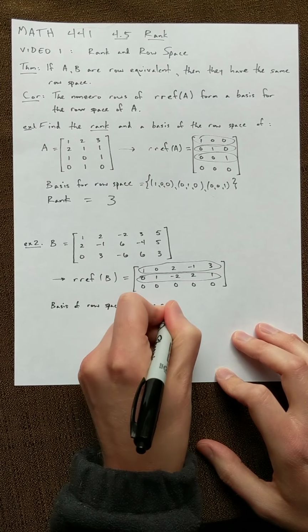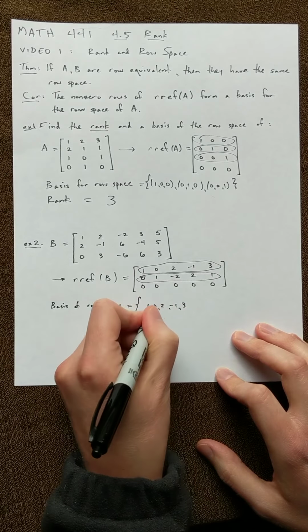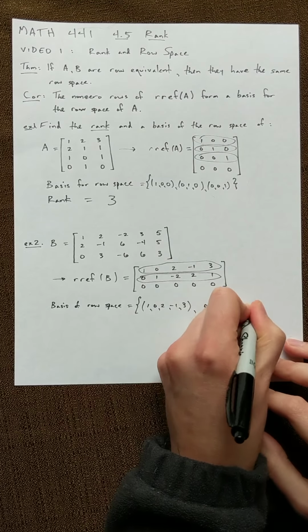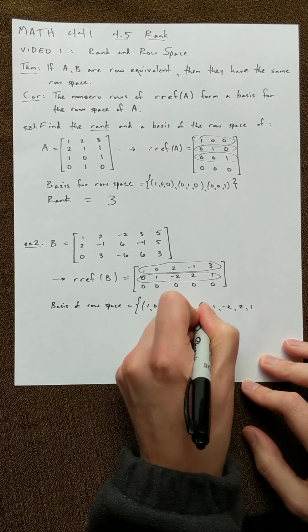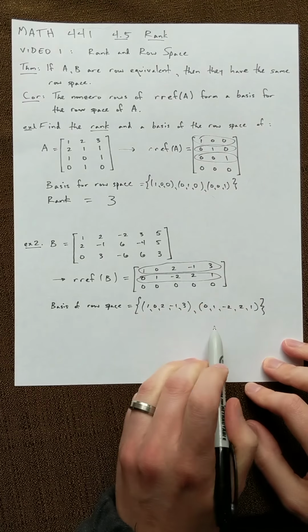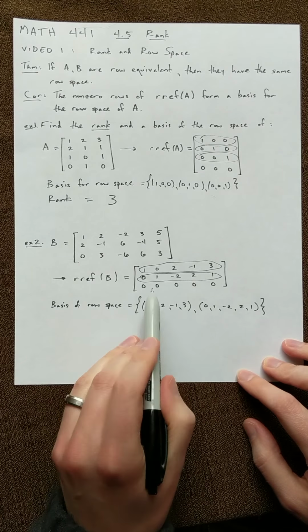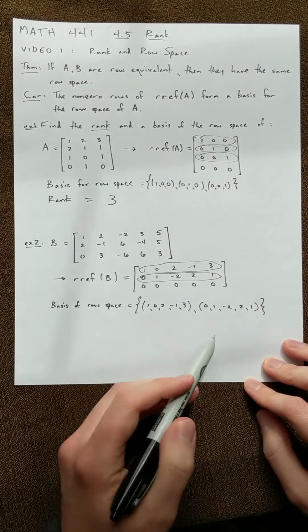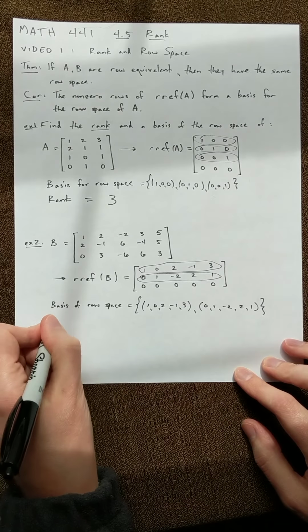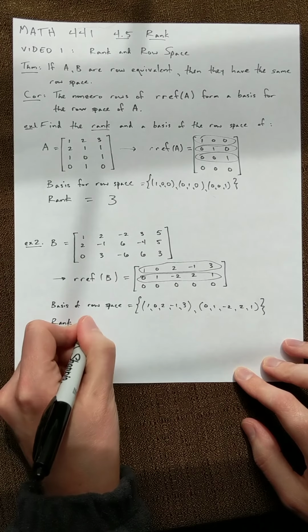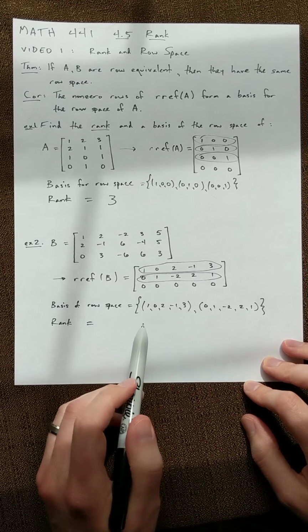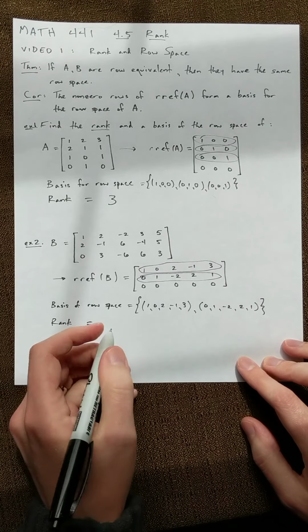So 1 0 2 negative 1 3 as a vector, and 0 1 negative 2 2 1 as a vector. Just make sure you are actually including any zeros that are showing up in there, because we don't want this to be a vector in R5 and a vector in R4. That wouldn't really make sense. And so our rank is the number of non-zero rows after row reducing, or the number of vectors in your basis, which would be 2.